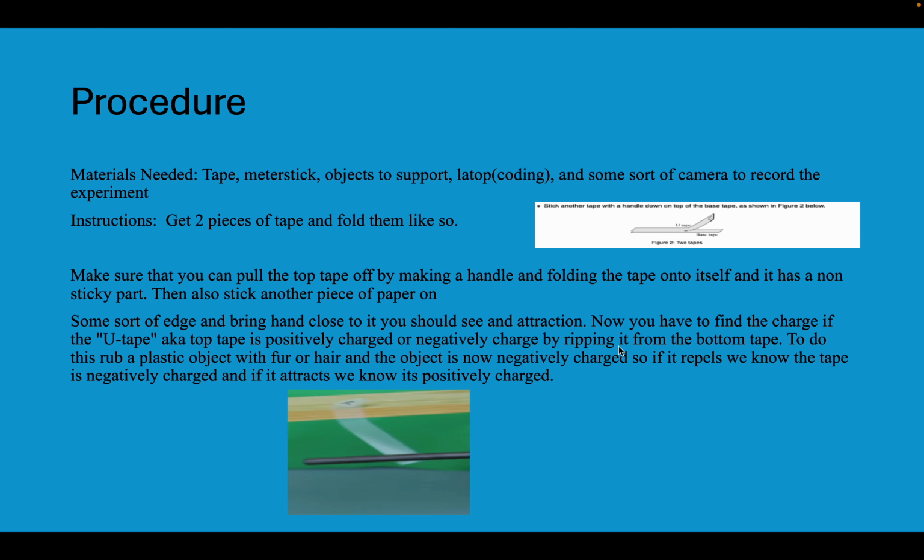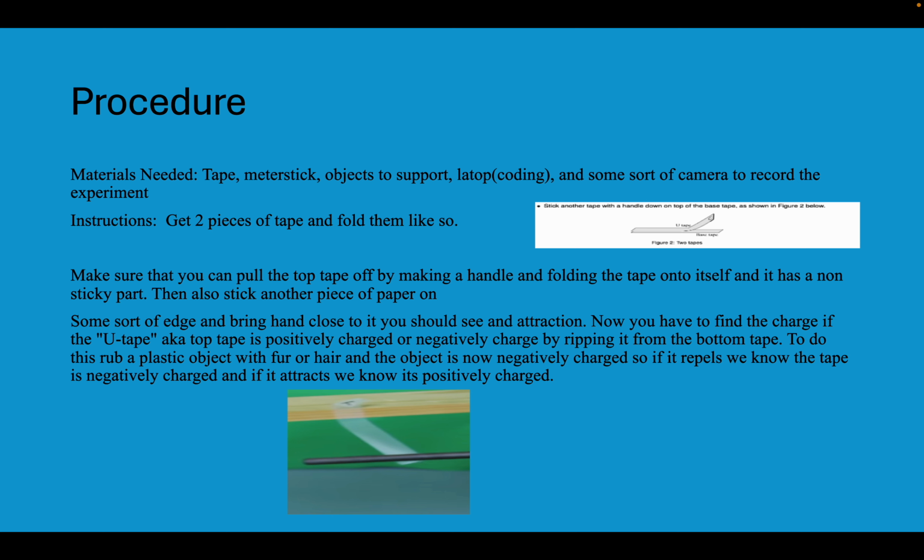During each repetition of the experiment, you have to pull it off to charge the tape. So you pull it off, put it on the edge of the table, and then we're trying to see if it's positively charged or negatively charged. If you put your hand on it, you see that it pulls it.